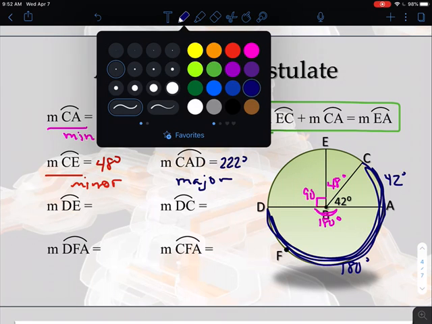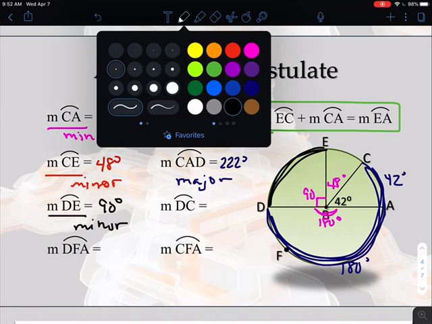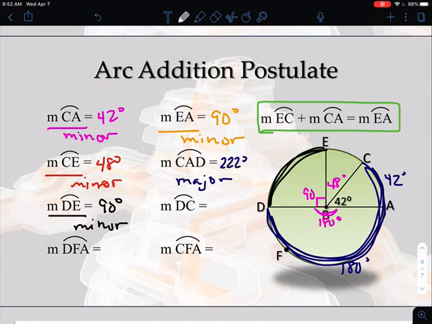We've got DE. So arc DE goes from D to E. That's the same as its central angle, which is 90, which makes it a minor arc. We've got D to C. Now D to C sometimes tricks kids, because when I go from D to C, they see that it's an obtuse angle, but that has nothing to do with what type of arc it is. When I add the two pieces together for DC, I get 138 total degrees, which is less than 180, which still makes this a minor arc.